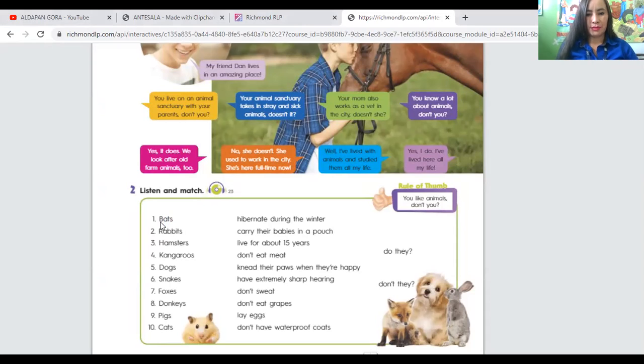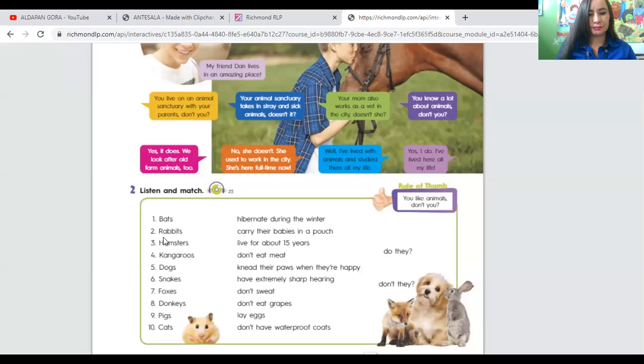Bats have extremely sharp hearing. What is the tag question? Don't they? Very good. Don't they? Why? Because bats have extremely sharp hearing is a positive sentence. When you have a positive sentence, the tag question is negative. Very good. Number two.